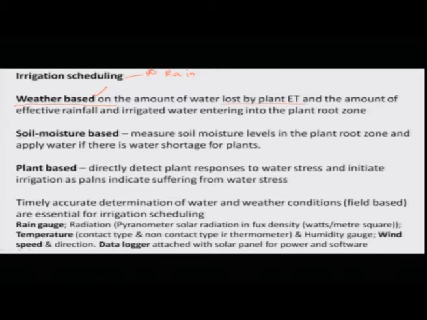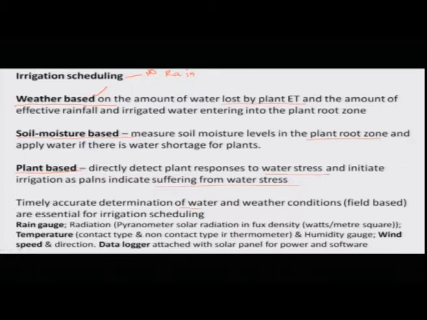The second thing is soil moisture based irrigation. Soil moisture based irrigation is nothing but how much water is available in the root zone. Based on that, the balance needs to be irrigated. The third one is plant based. If there is going to be water stress, the suffering of the plant needs to be understood, and accordingly we need to give the irrigation schedule.